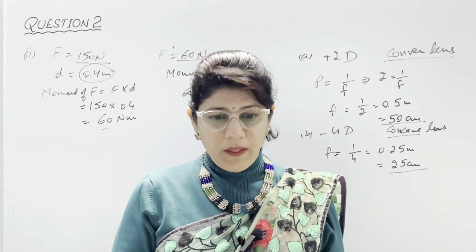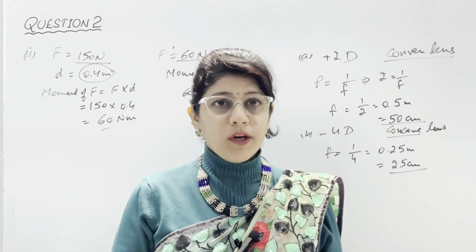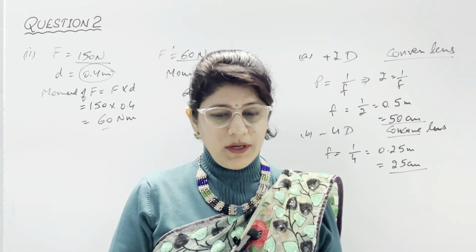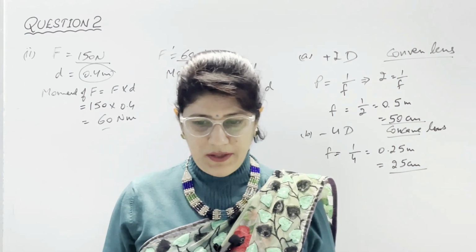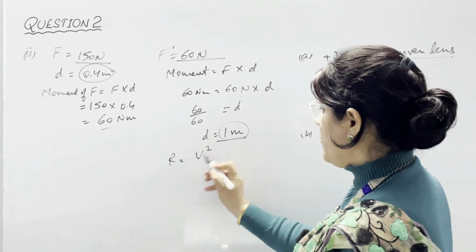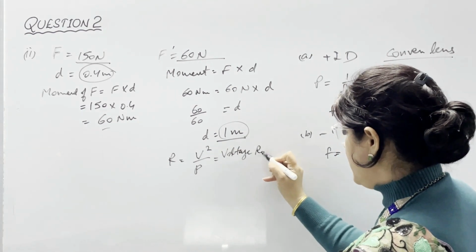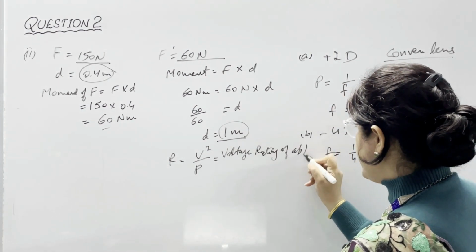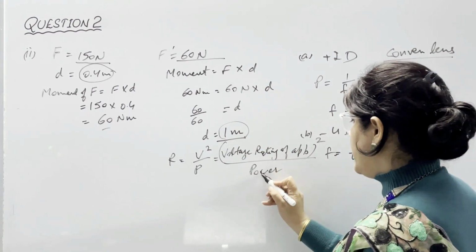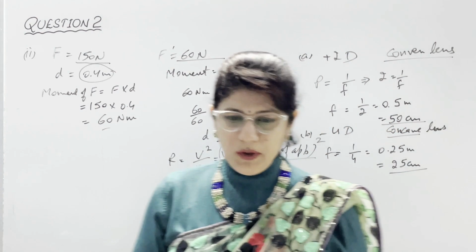In next part, which part of an electrical appliance is earthed? This is A part. Outer metallic body, or you can say outer metallic case, is earthed. State a relation between electrical power, resistance and potential difference in an electrical circuit. So we know that R is equal to V square upon P, where V is the voltage rating of the appliance, its square divided by power, or you can also write P is equal to V square upon R. In any way you can give.